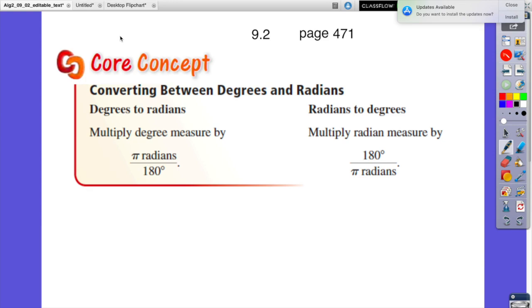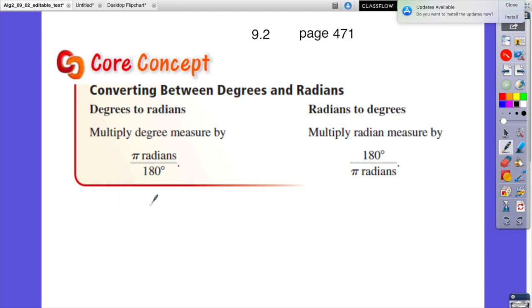Welcome to the second part of section 9.2. We're going to convert between degrees and radians, and hopefully you watched that great video explaining what exactly a radian was. I'm now on page 471. If you can just copy down the core concept, this is how we're going to convert between degrees to radians and then radians to degrees.